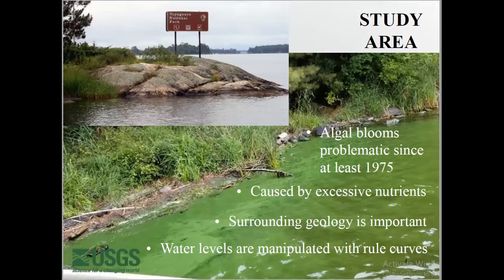So there's been algal blooms in Cabotogama Lake since the early 1970s, since the park's inception. And these are caused by excessive nutrients in the system. The surrounding geology is really important. And if you look at the difference between these two pictures, much of the park has this granite shoreline that, as you can imagine, doesn't add many nutrients to the system. But on the south side of Cabotogama Lake, it's been affected by Glacial Lake Agassiz, and the retreating glacier left behind sediments that are rich in soluble minerals. And as you can imagine, these soluble minerals are high in both specific conductance and total phosphorus.